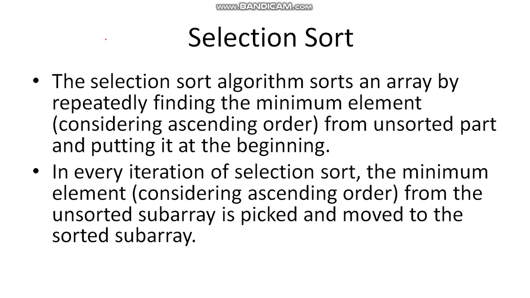Now there is some difference. The bubble sort and selection sort are called brute force algorithms of sorting, but there is a difference. So let us try to understand this particular sorting technique. A selection sort algorithm sorts an array by repeatedly finding a minimum element from the unsorted part and putting it at the beginning.